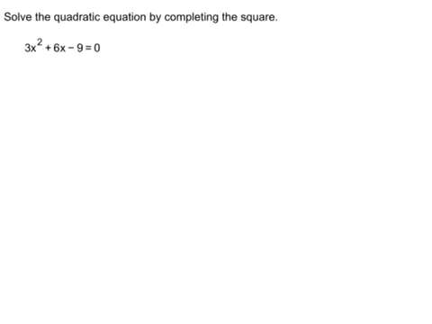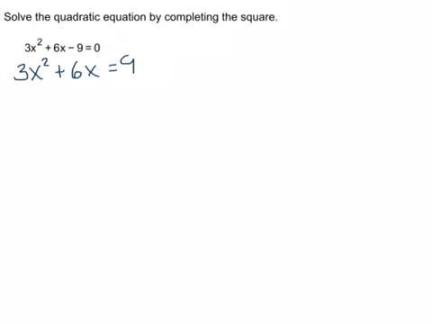Okay, to solve this equation by completing the square, we have two things that we need to do first before we start the completing the square process. The first thing is we need to move the constant term, the 9, over to the other side of the equation. That will give us 3x squared plus 6x equals 9.